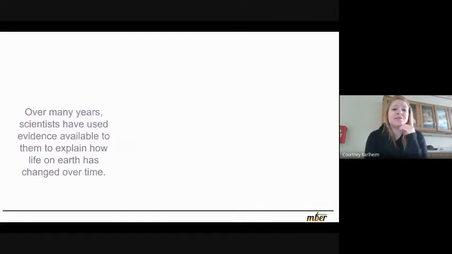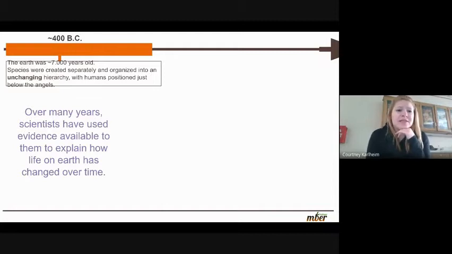Over many years, scientists have used evidence available to them to explain how life on Earth has changed over time because they wanted to make sense of where things came from or how they were related. Around 400 BC, they thought that Earth was about 7,000 years old, and they imagined that species or living things were created separately and organized into an unchanging hierarchy. So wherever they laid in the hierarchy, kind of like a pyramid or like a general to a broad category, they were kind of stuck in that level, and humans were positioned just below the angels according to this timeline in 400 BC.